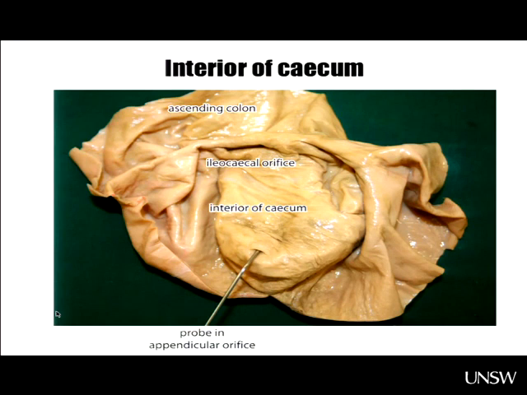Okay, now we need to talk a little bit about the appendix. The appendix obviously is a little tubular structure coming off the cecum. Now the key feature of the appendix that's relevant to its clinical significance is that both the appendicular artery and appendicular vein run along the length of the appendix.